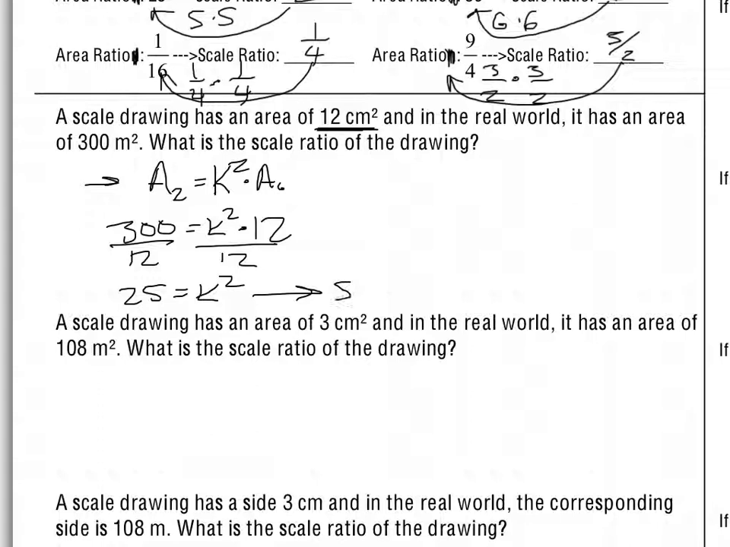So our area ratio is equal to 25. So our scale ratio is equal to 5.